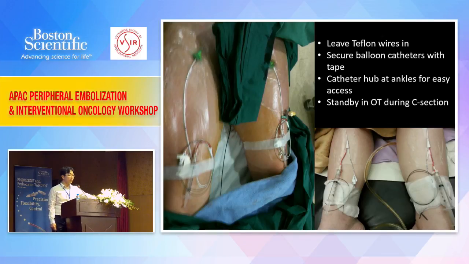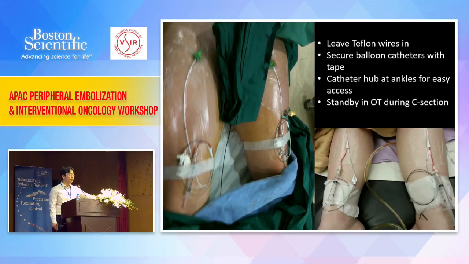Next, you need to make sure that everything is secured down. Some people will put in a Teflon wire to make sure that nothing moves. Some do that, some don't. It doesn't really matter. I don't, but my colleagues do leave the Teflon wires in just to make sure it doesn't move around. Secure everything down in place. Keep the hub at the ankle for easy access, because as you can understand, when they're doing a C-section, everything is very bloody. You don't want to be in there.